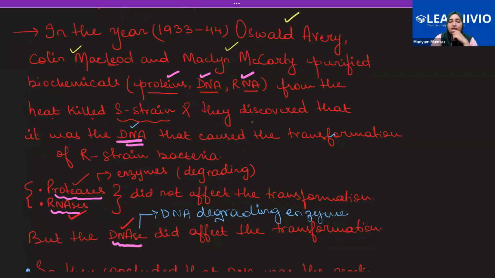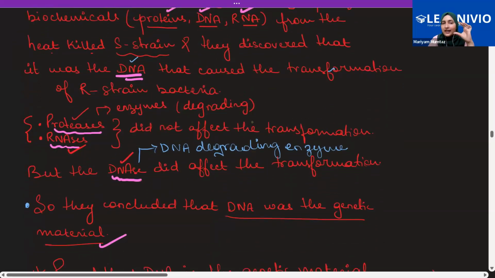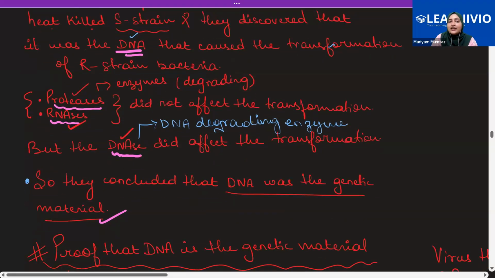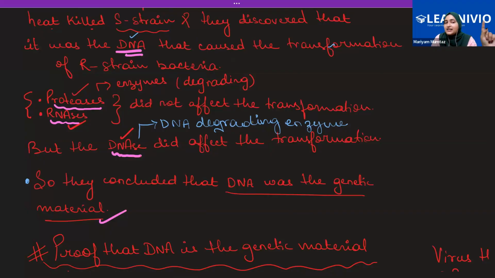Now how? When along with that combination of S strain and R strain, they added protease, which are the enzymes that degrade the protein, and RNase, which are the enzymes that degrade the RNA, still the transformation took place. Nothing happened to the transformation.